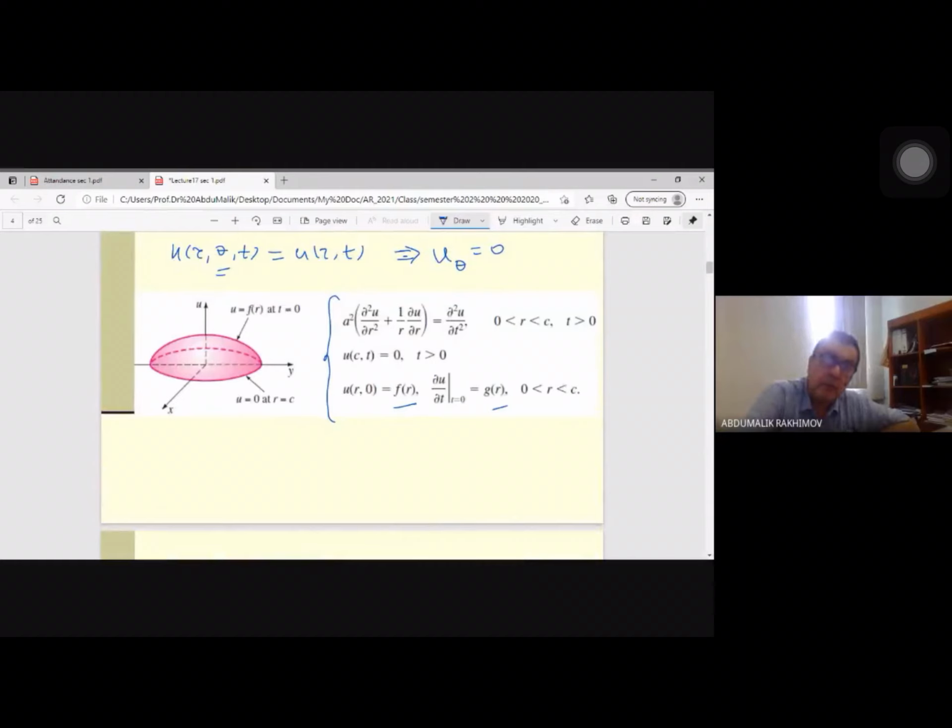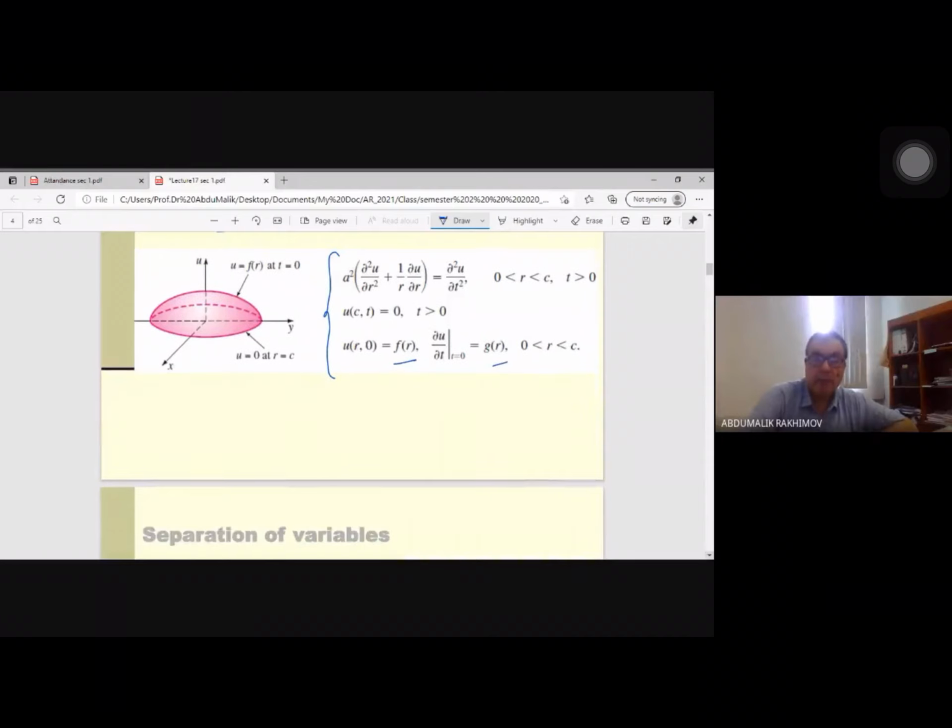And you see, the initial displacement is also radial because it's f(r). At each r, it is the same value, but if you change r, of course, f(r) will change. But it is independent from the angle. So we are talking about this problem. How will we solve it? We will solve this problem by separation of variables. So we will search for a solution in the form u equals R(r) times T(t), R a function of r and T a function of time.